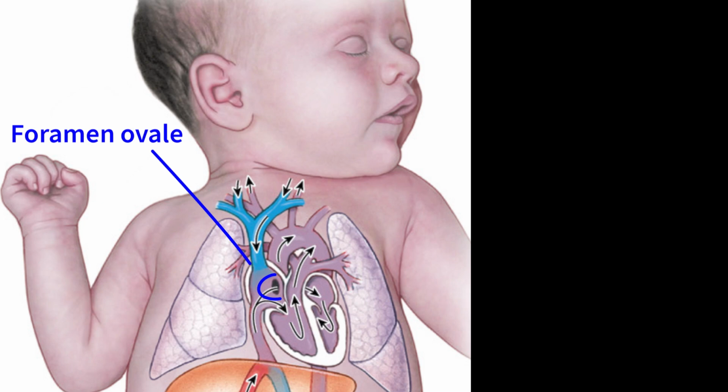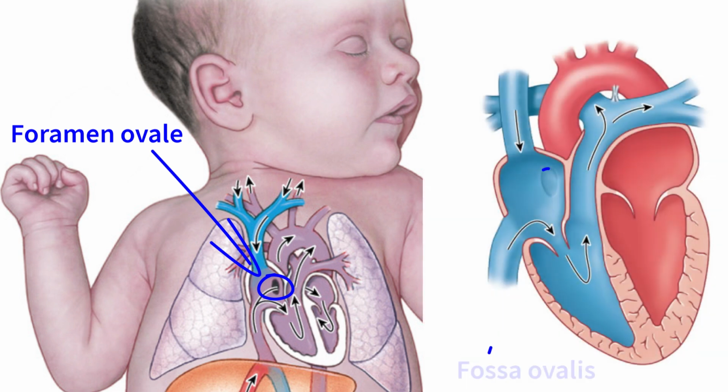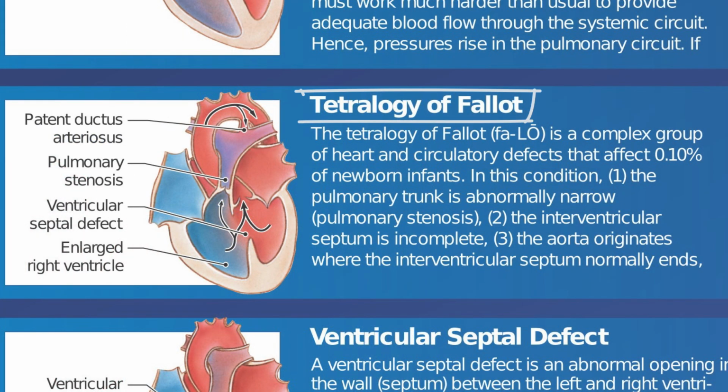Remember, the foramen ovale is open during fetal circulation, normally closing after birth, resulting in a closed foramen ovale or fossa ovalis, which can be seen in adult hearts. Tetralogy of Fallot is a complex of 4 defects of the heart. Tetralogy means a set of 4 abnormalities that occur together.